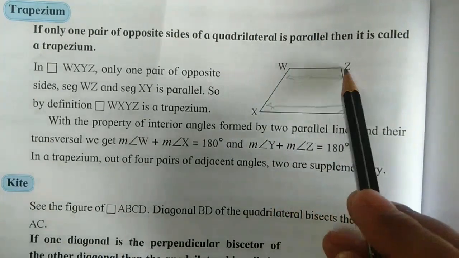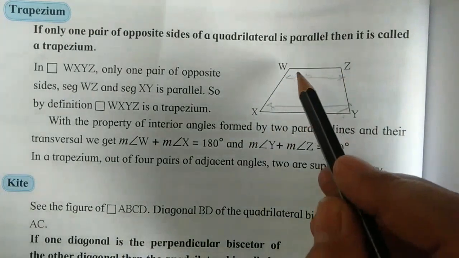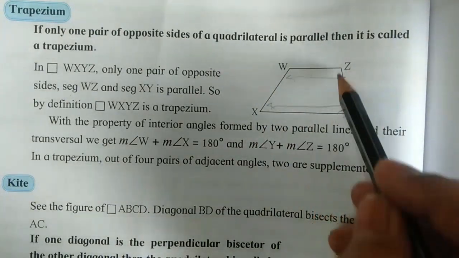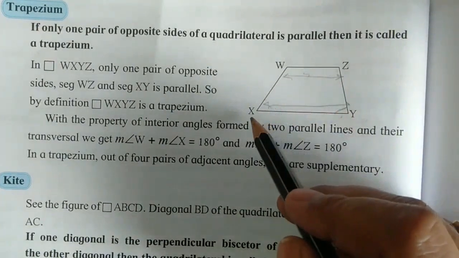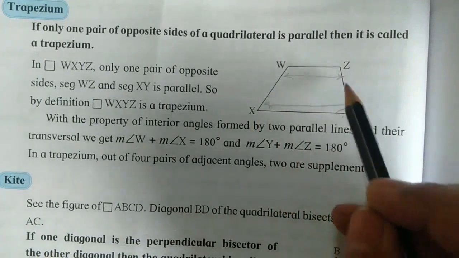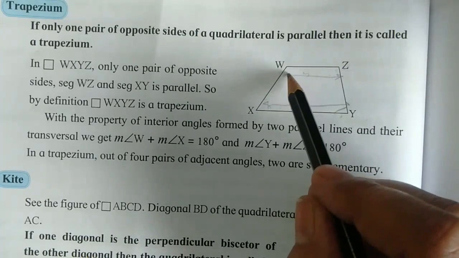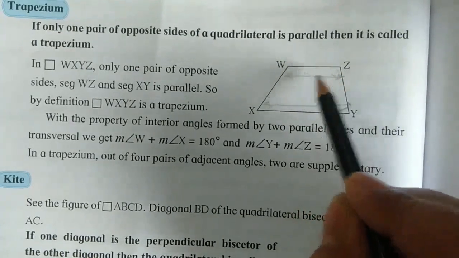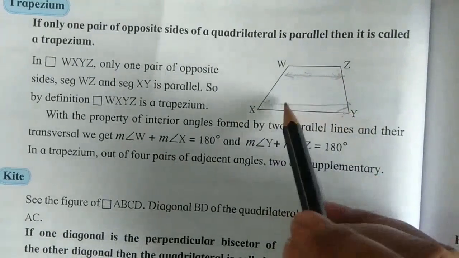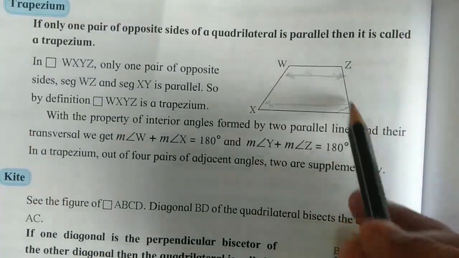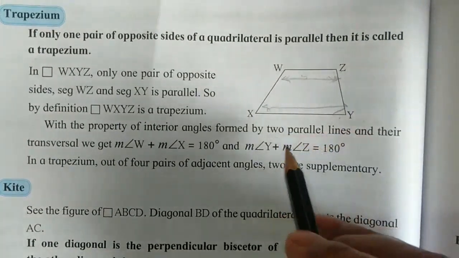See the side WZ and side XY are parallel to each other because the distance between them throughout the plane is the same. Now see another pair, side XW and side ZY are not parallel because see the distance here. In the above side the distance is smaller than the below side. So this pair is not parallel sides. Understood?